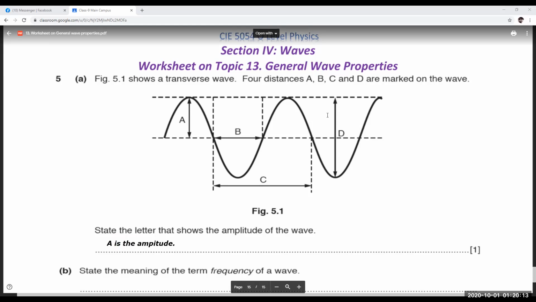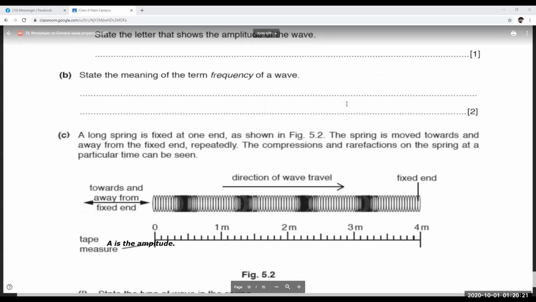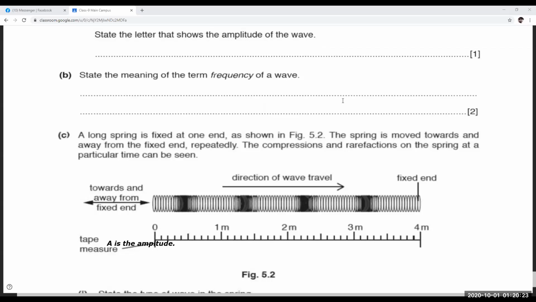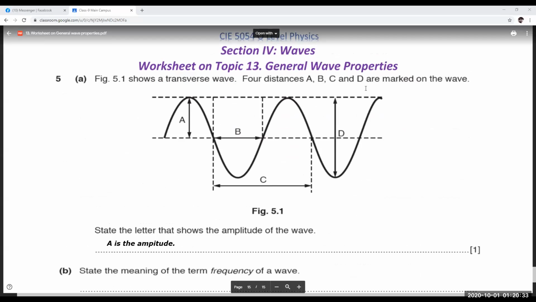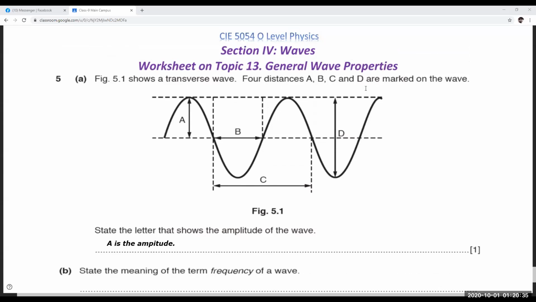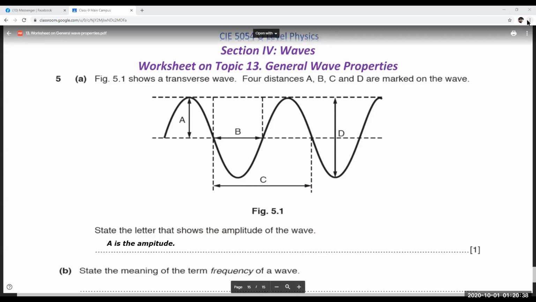Sir, here we have a question. Sir, I am saying that if it was from A to B, sir, then would that be the wavelength? Please go back and look at the line. If it was from A to B, would it be the wavelength?